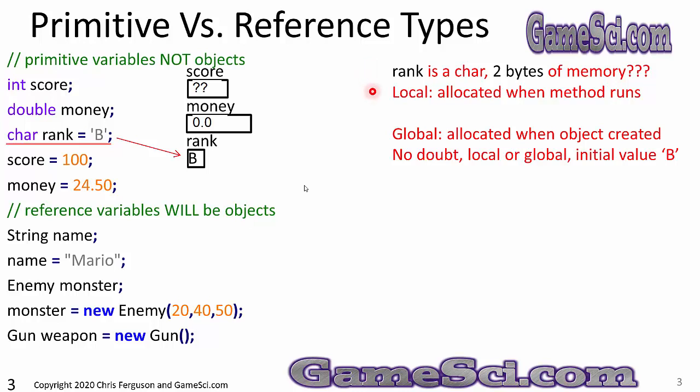If it was a local variable, this variable would be allocated when the method executes. Local means a variable is declared inside of a method. These get created when the method runs. If it was a global variable, it'd be allocated when the object was created. No doubt in this case, local or global, it will have an initial value of B. If when you're declaring the variable char rank, you assign it a value, then you don't have to worry about the initial value. You know exactly what it's going to be.